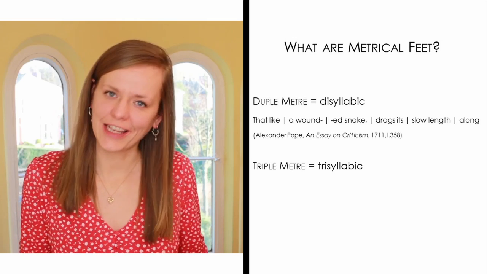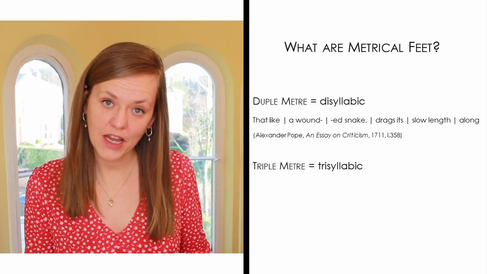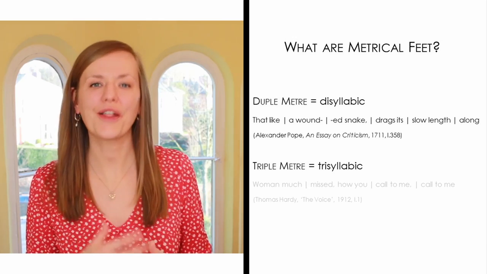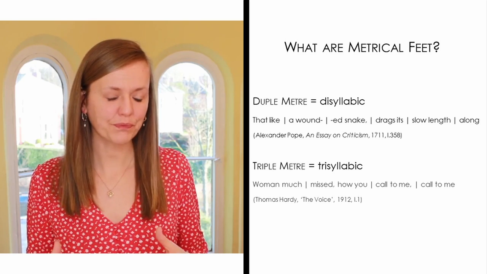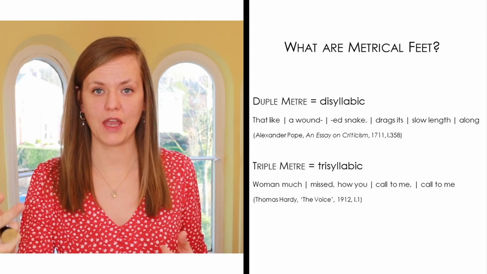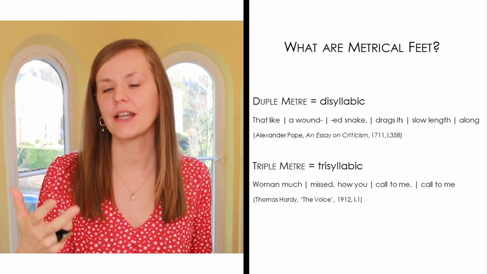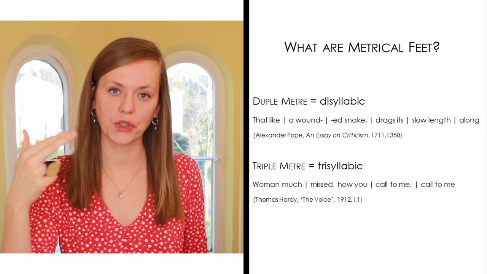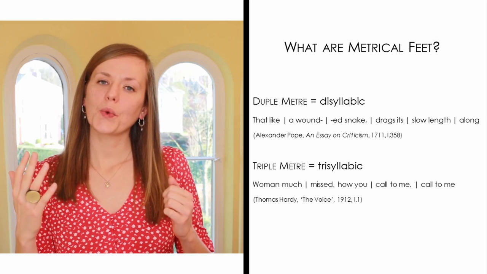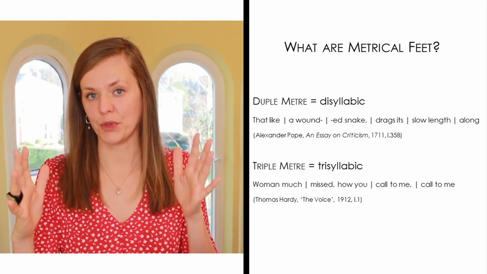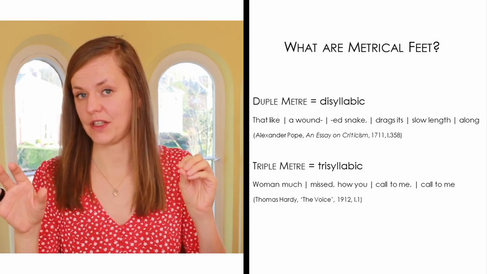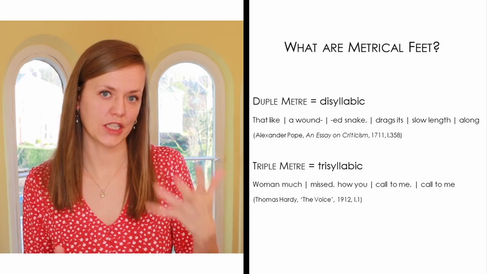This is trisyllabic, which means that it has three syllables or three beats in each metrical foot. So to go to our other example, the Hardy example, we have: woman much missed how you call to me, call to me. So you can see that there are three syllables there in each metrical foot. The rhythm is trisyllabic. So even though both of those examples have 12 syllables overall, you can see that they are divided differently. The Pope is in duple meter and Hardy is in triple meter.